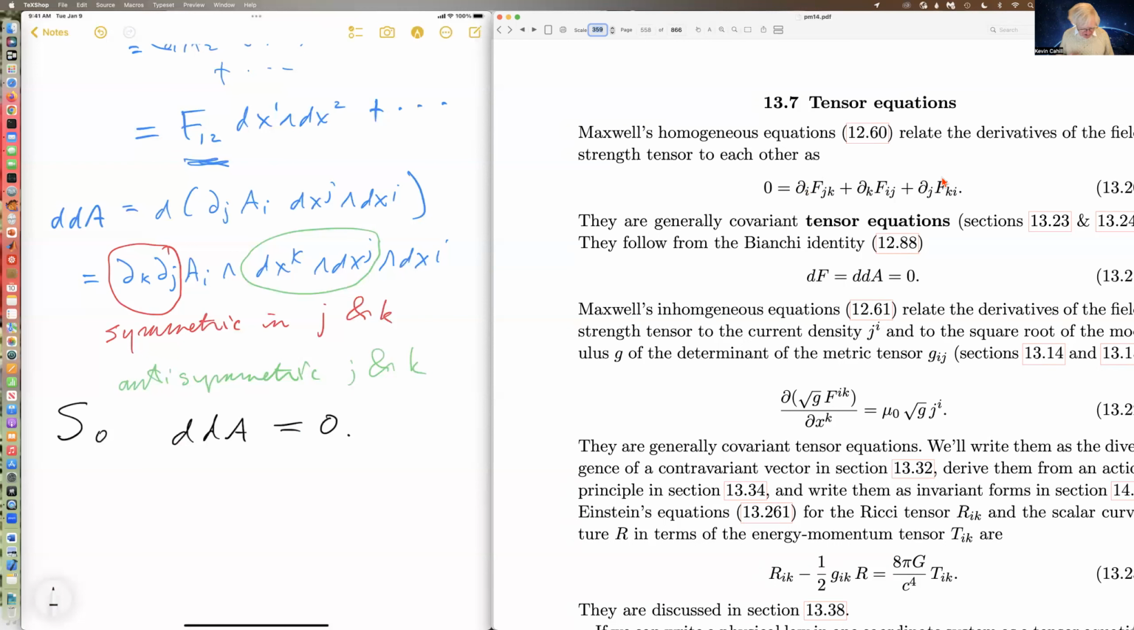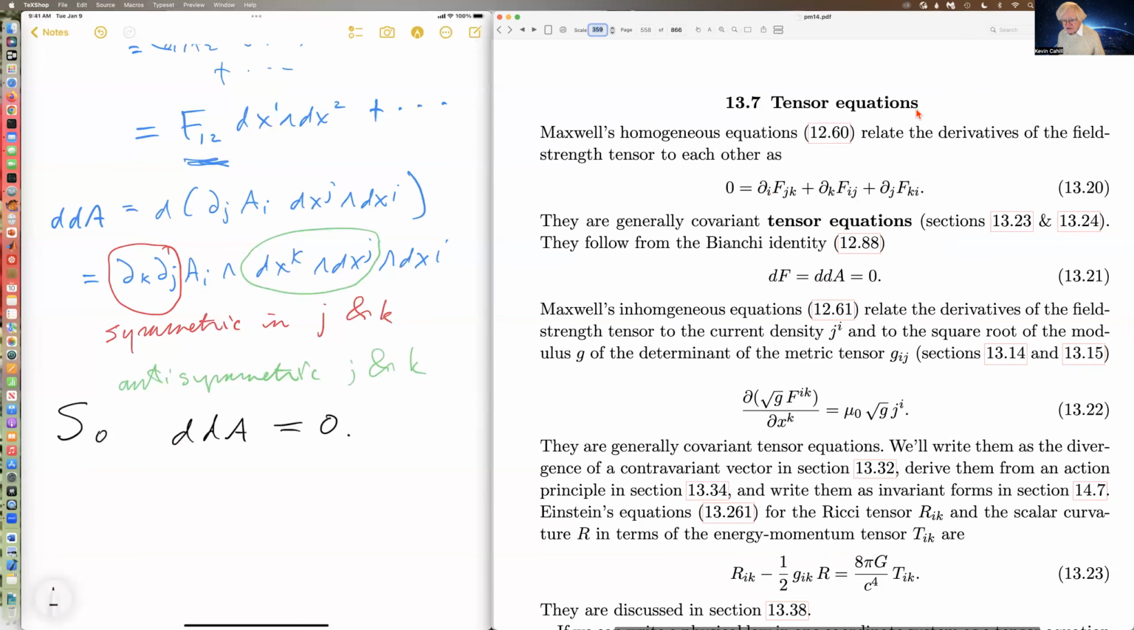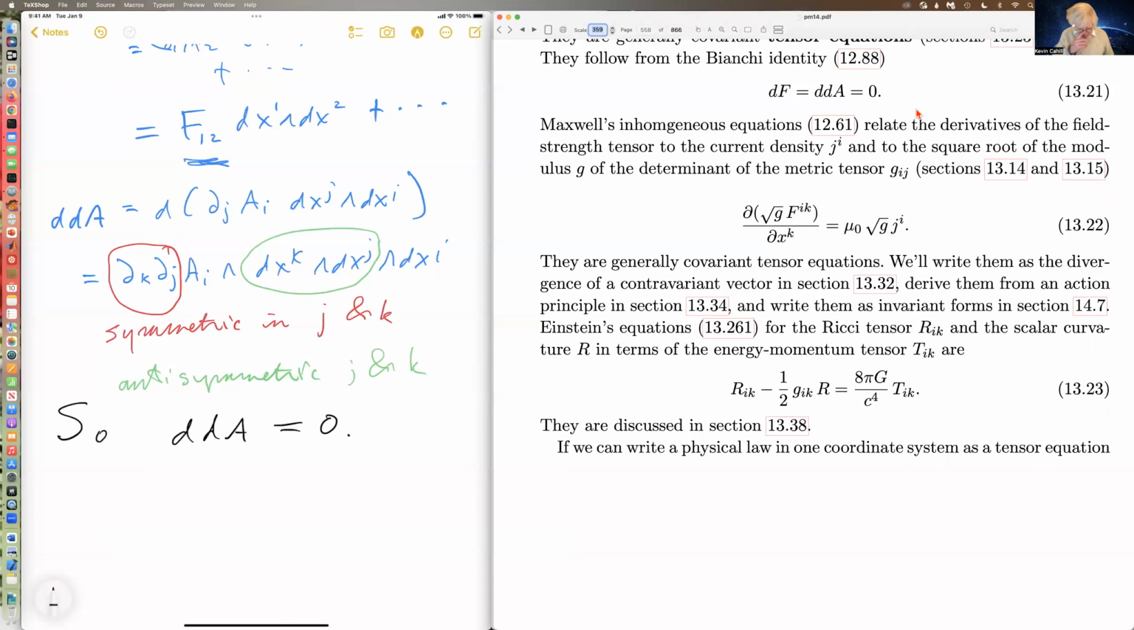These are the homogeneous Maxwell equations, and the homogeneous Maxwell equations are then just DDA equals 0. So one has to admit that is very cute, and this is one of the many things that Cartan invented. He probably regarded that as the least of his achievements.